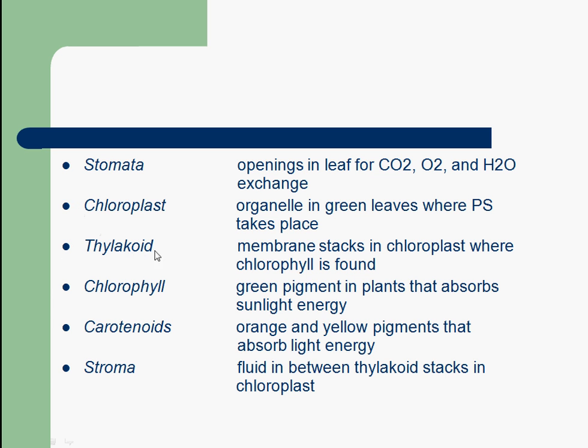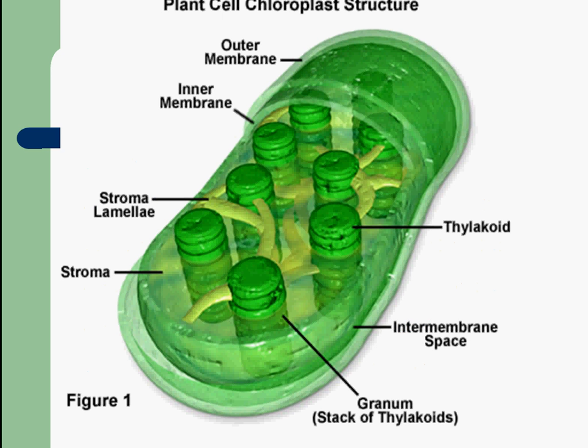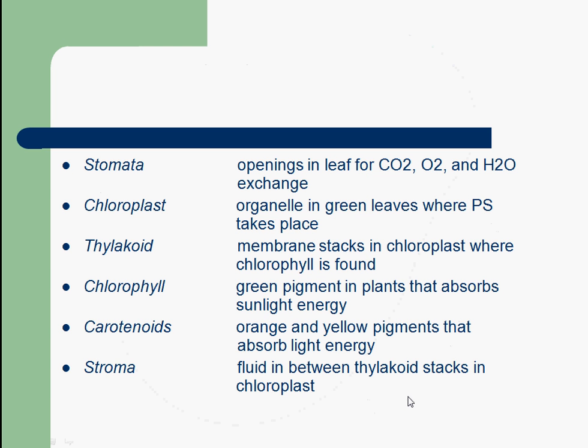Now within the chloroplast we also have a structure called the thylakoid, and I showed you a picture of the thylakoid on the previous slide. If we look at the thylakoid here, these are these discs that stack up and form what we call the granum. And the thylakoids are where the chlorophyll can be found, or the green pigmentation that is responsible for absorbing the sunlight and transforming that sunlight energy into a form that the plant can use to produce glucose, cellulose, or starch. Also, they have the carotenoids. These are the orange and yellow pigments that absorb light energy, and these can be found in higher concentrations in some plants over other plants.